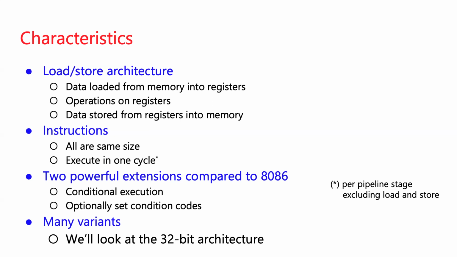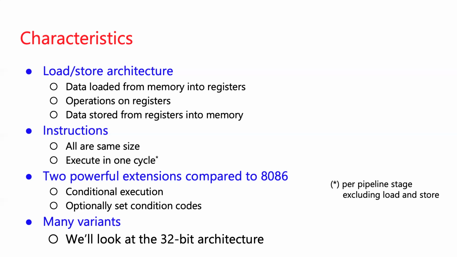ARM, like any RISC architecture, has a lot of clever tricks in the design of the instruction set. We've listed two of them here on this slide. One of them is that not just branch instructions, but lots of instructions can be conditionally executed. They can execute or not based on the condition codes. And we'll see some examples of that.